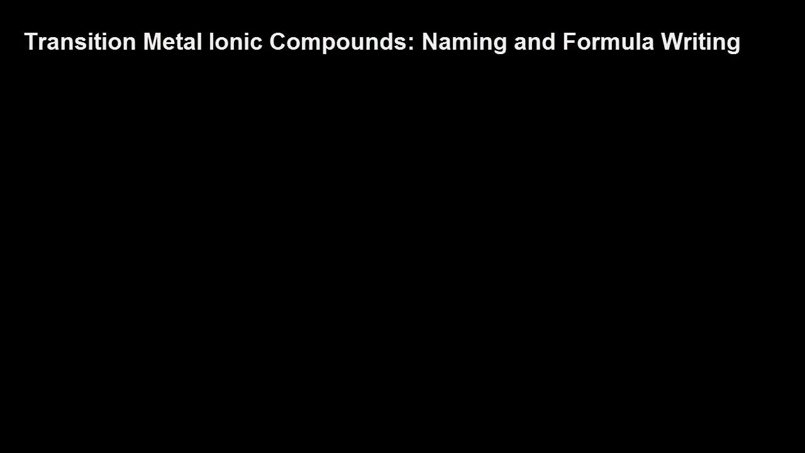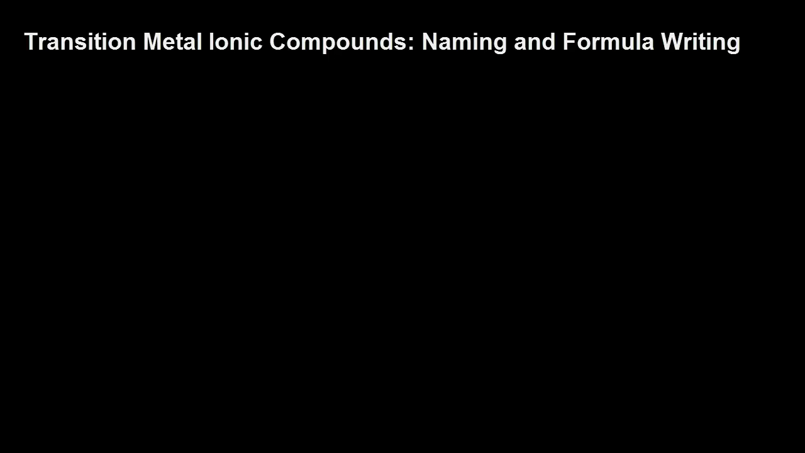So it's those Roman numerals that I asked you to copy down at the beginning of this video that will tell you in a name which charge is being used for a particular transition metal ion. Now we're going to have a look at another example where we will take a name and turn it into a formula.